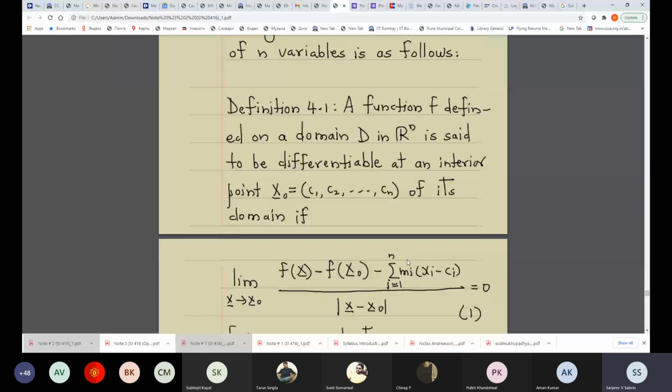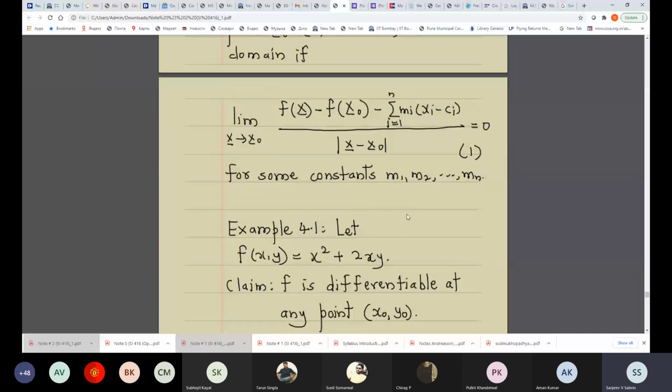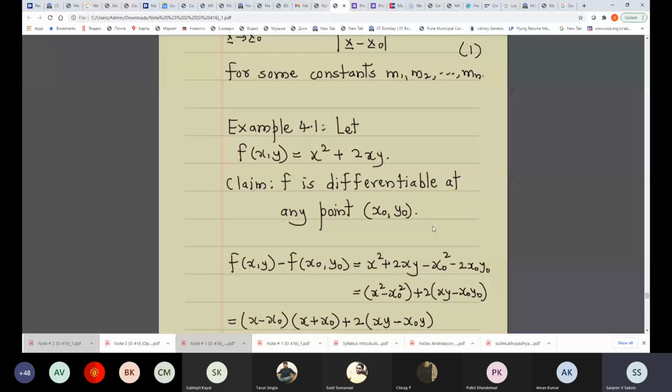So I'm just illustrating this with an example. Let the function f be given by x squared plus 2xy. So f is a function from R2 to R. And the claim being made is that the function f is differentiable at any point x0, y0 belonging to R2. And then we are going to prove this claim. It's not a big deal. It's a very well-behaved function.